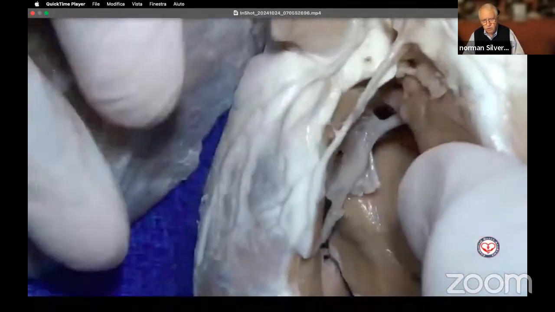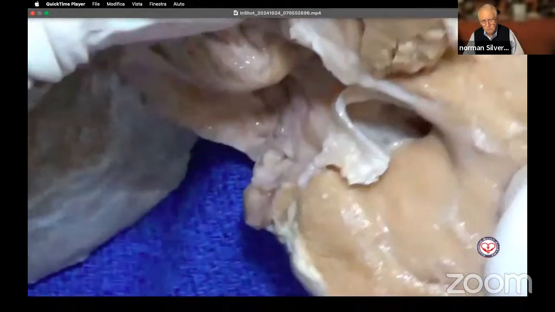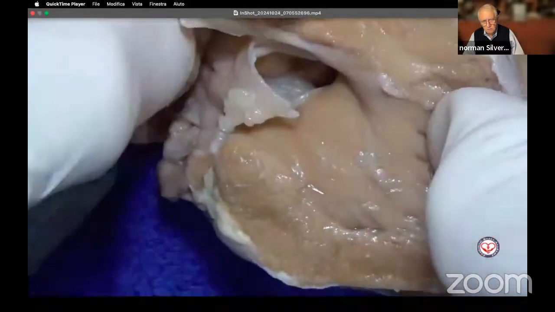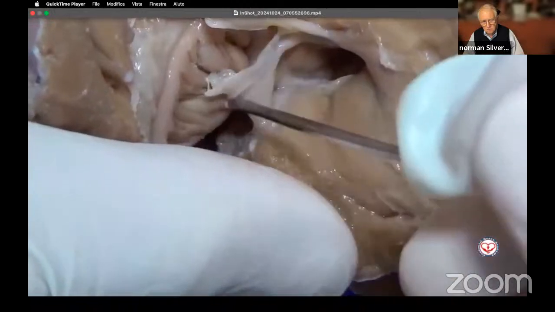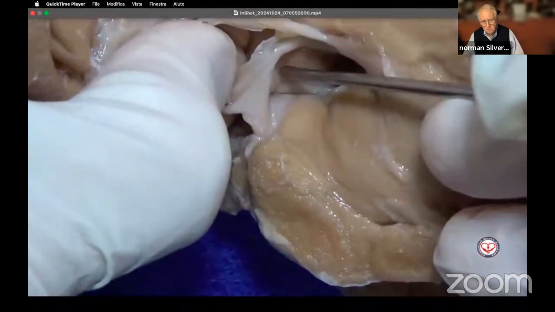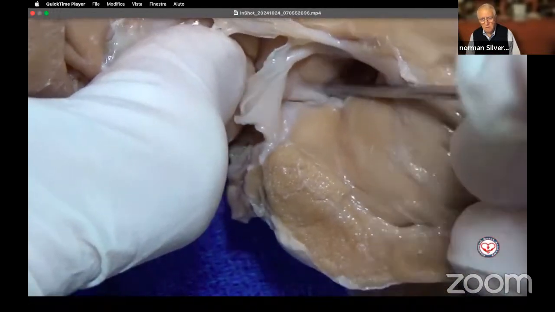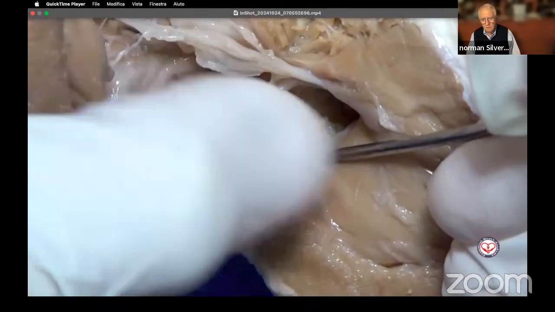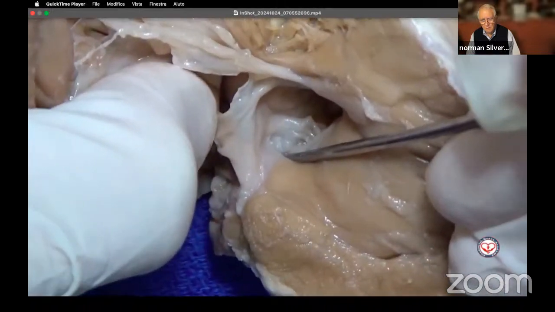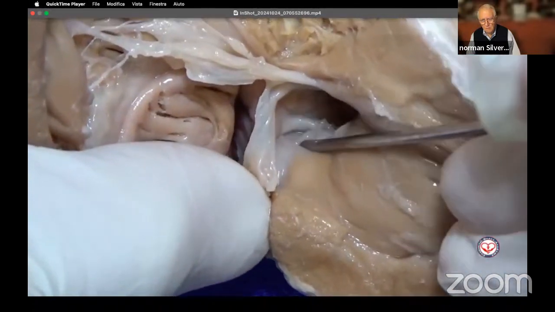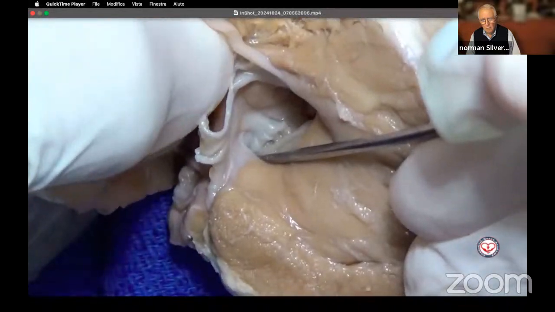Looking at the left side of this defect shows us that fibrous continuity along the posterior inferior border between the mitral valve and the tricuspid valve. And the fibrous continuity in this specimen is a bit broader than it was in the previous specimen.